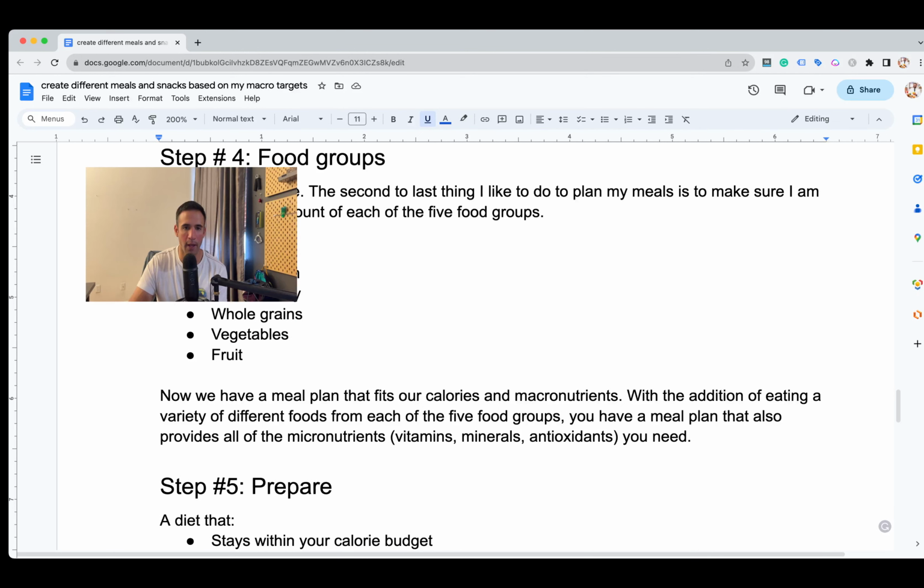So food groups. We're almost done. The second to last thing that I want to talk about for planning your meals is to make sure you're getting in the right amount of each of the 5 food groups. So the 5 food groups are lean proteins, low-fat dairy, whole grains, fruits, and vegetables. You could trim these up and say protein, dairy, grains, fruits, and vegetables. But I like to designate these as such because then it weeds out a few other pieces we'll talk about. So, when you're thinking about adding in lean proteins, low-fat dairies, whole grains, fruits, and vegetables.